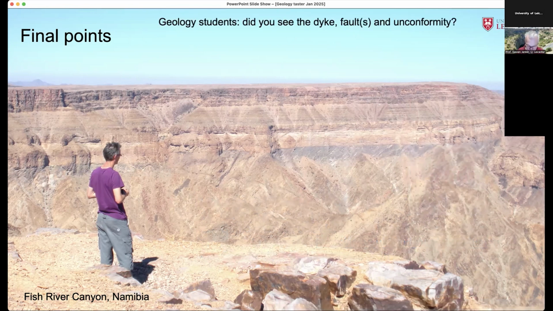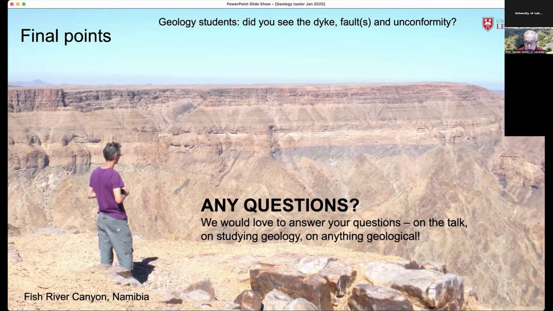Okay, so that's it. Geology students, if you're already doing geology, have a look at the photo. You should be able to see a dike. You should maybe see a fault, or even more than one fault, and an unconformity. But that's the end of me. So any questions? Really love to answer any questions you've got on the talk, on studying geology or anything geological. I can also talk more generally about the degrees if you're interested in knowing about that.